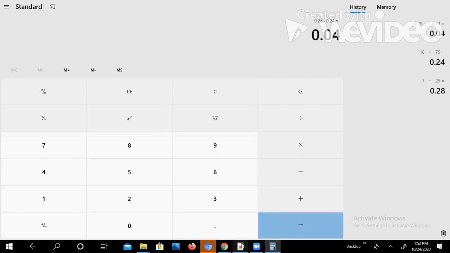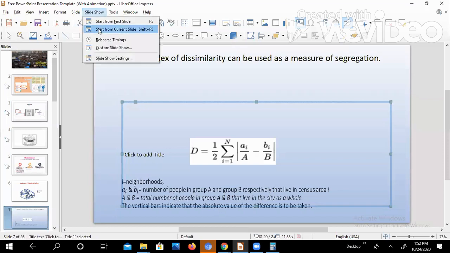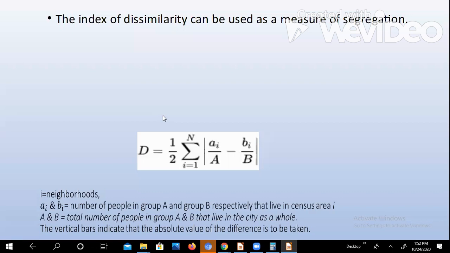So 0.04 is our dissimilarity index, or we can also multiply this by 100 to get a percentage. What would the percentage of 0.04 be? You can calculate it; I am not opening the calculator again. Just simply multiply it by 100 and it will come as 4. So 4 is the measure of segregation. That much it is segregated, or A occupies only a 4% area. That is, the dissimilarity index of A is 4% or 0.04.